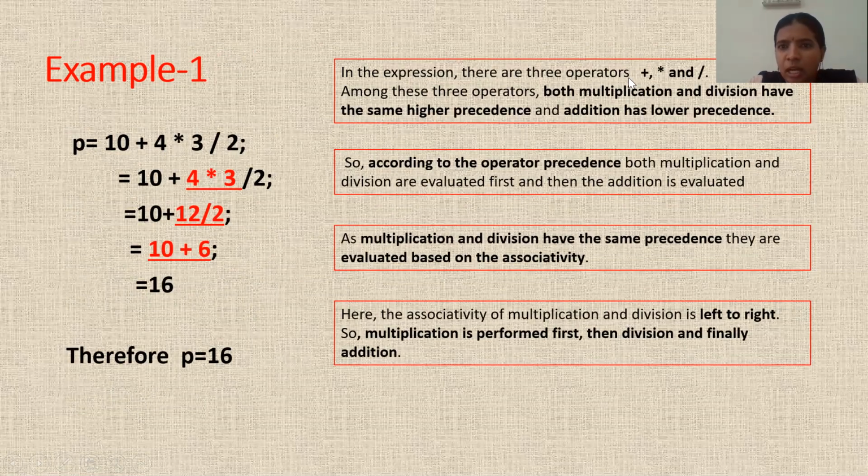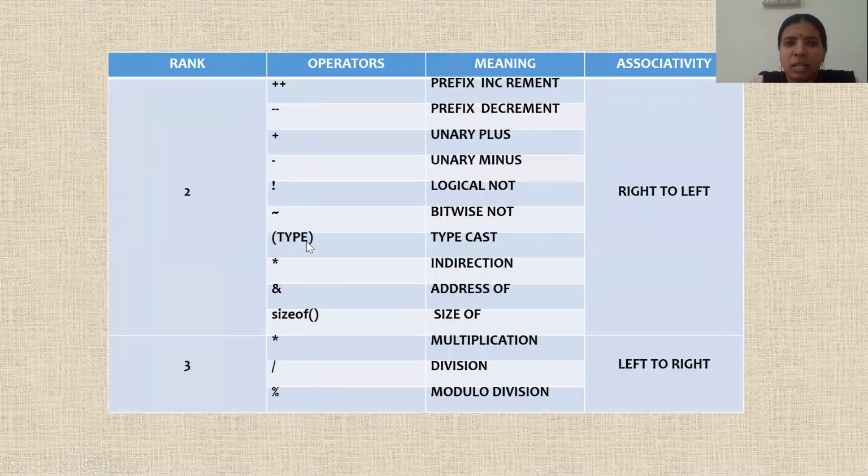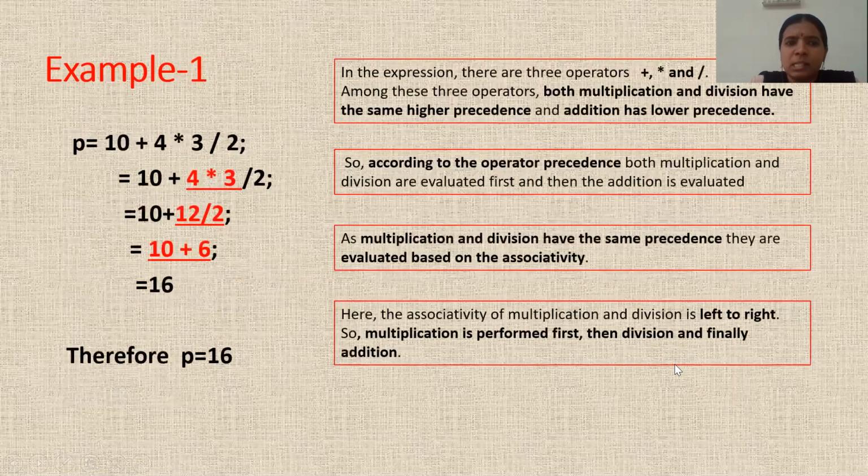So in the expression, there are operators +, * and /. Among these operators, both multiplication and division have the same precedence and addition has lower precedence. So addition comes next. Talk about now multiplication and division. What is the associativity of multiplication and division? Let's go back and check here. What is the associativity of multiplication and division? Left to right. So left to right means proceed from left to right. This is the leftmost end of the expression. Proceed from left to right. What comes first is star.